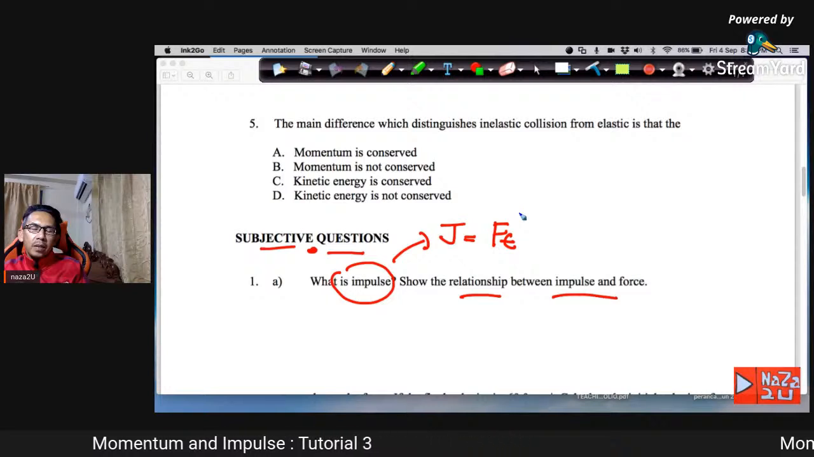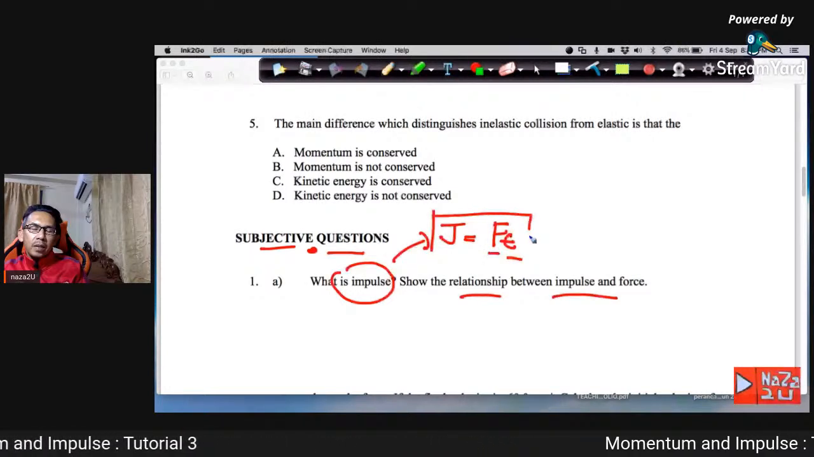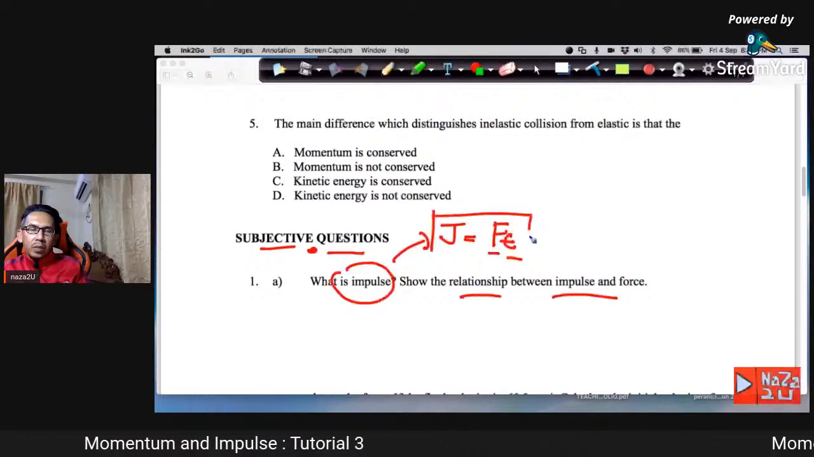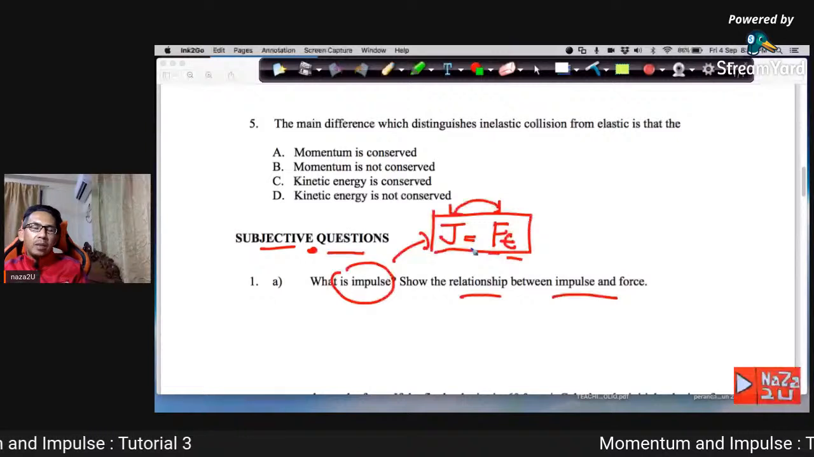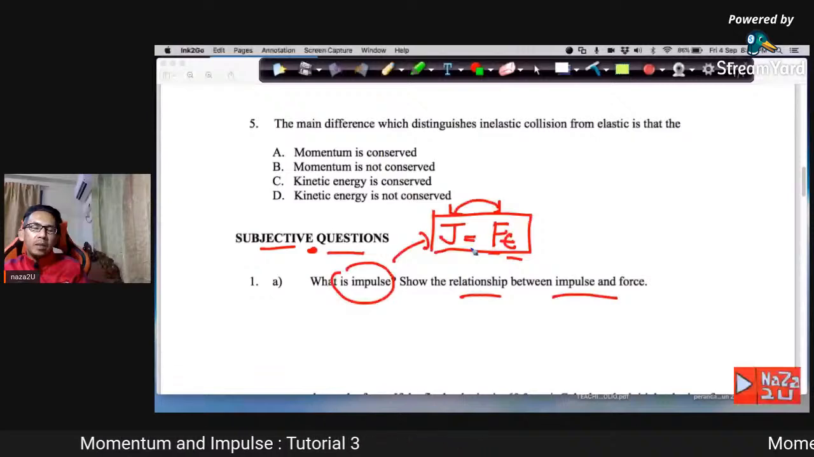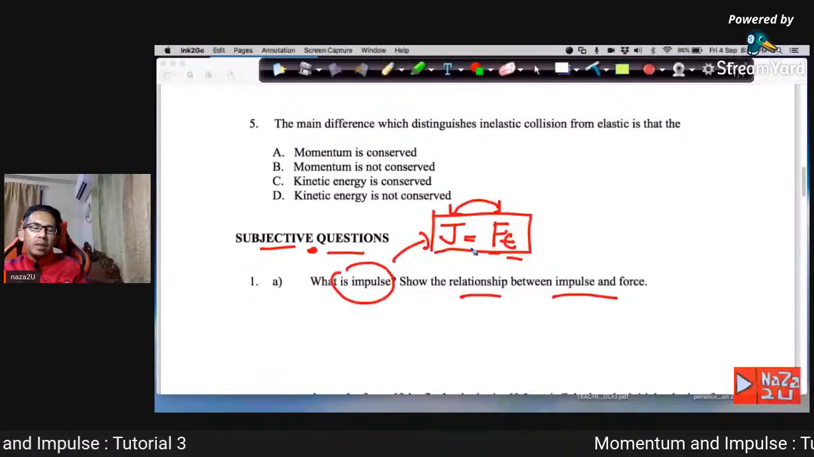Or the first one is F. So if you check here, the C is proportional to F. Okay? C is equal to FT. Okay. Go to the next question.